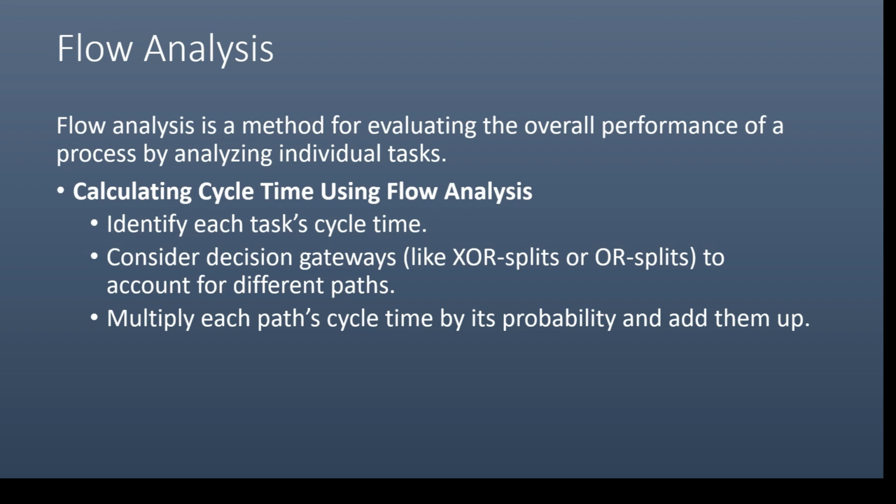As the steps mentioned here: first, identify each task's cycle time. Then consider decision gateways, using the XOR splits or the OR splits, to account for different paths. Then multiply each path's cycle time by its probability and add them up. This gives the overall average cycle time for the entire process.